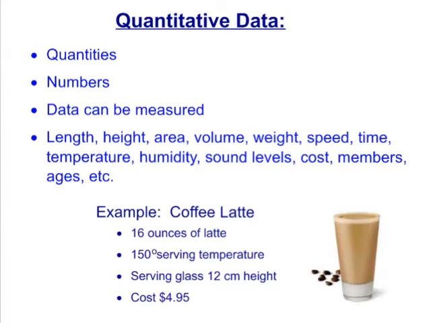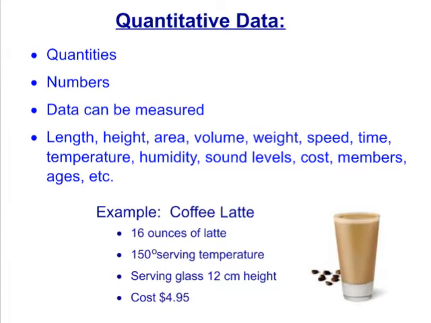Let's start with quantitative versus qualitative, okay? We're going to talk first about the quantitative data. The two words are very similar, but quantitative comes from quantities, or numbers, values, things you can say how much, how many, how long. It's data that can be measured. We use numbers in quantitative data. We look at things like height, length, area, volume, weight, speed, time, temperature, humidity, sound levels, cost, number of members, ages, etc. to describe this kind of observation quantitatively.